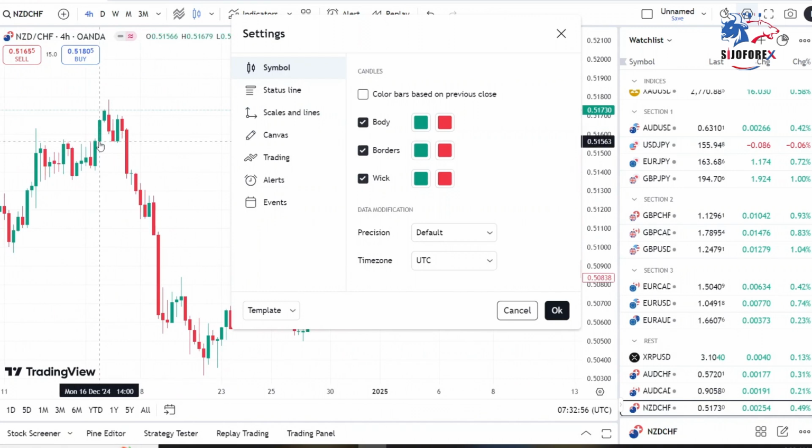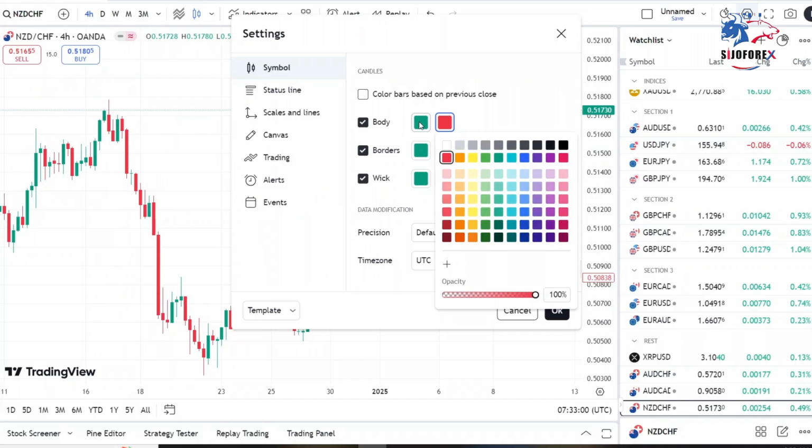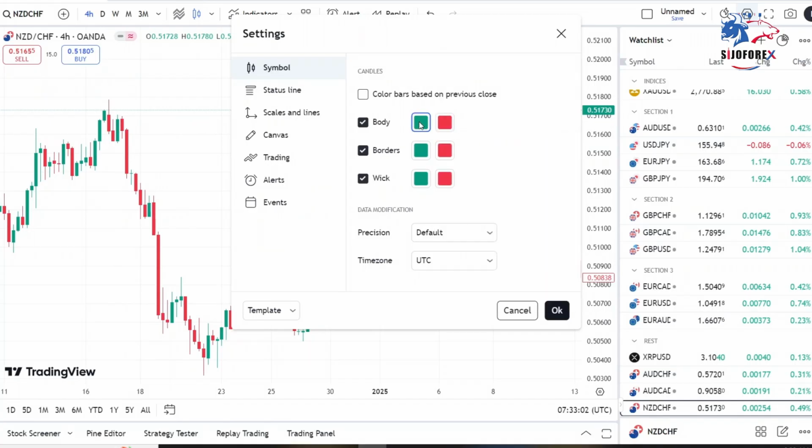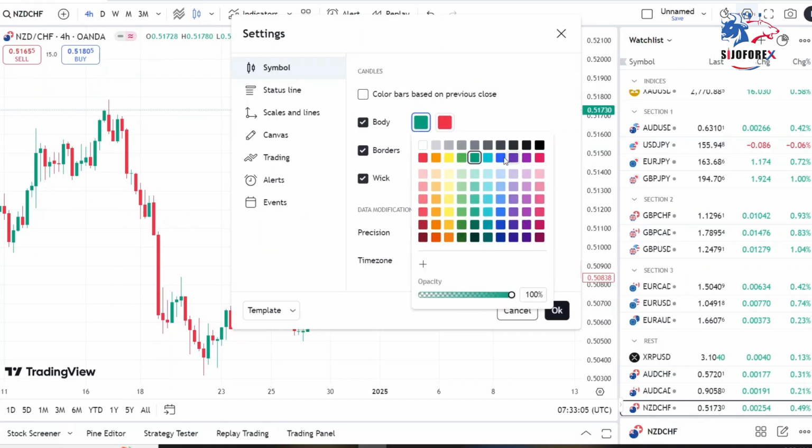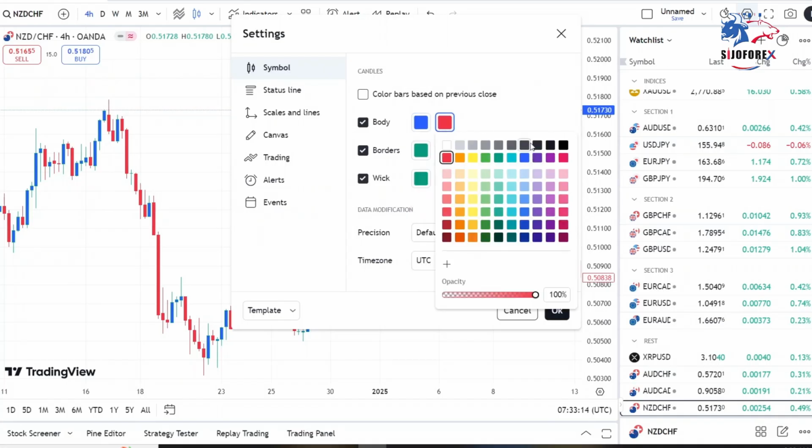That green is for this bullish candle, and this red is for the bearish candle. So you can choose any color of your choice. For the bullish candle, let's say you want to use blue. You see it has changed from green to blue. And for the bearish, maybe you want to use black. You see it has changed from red to black.